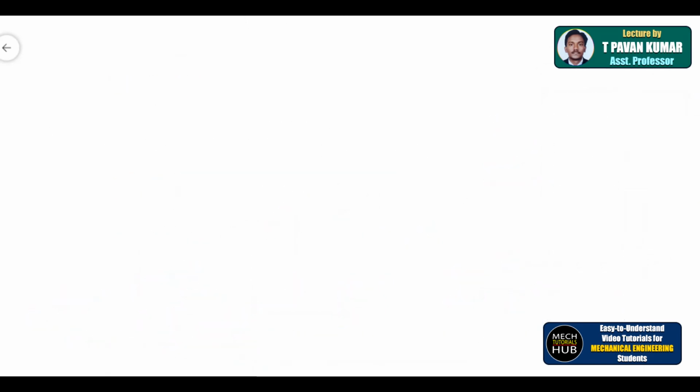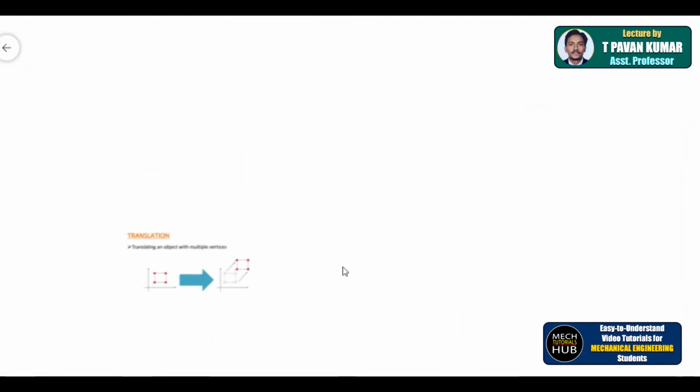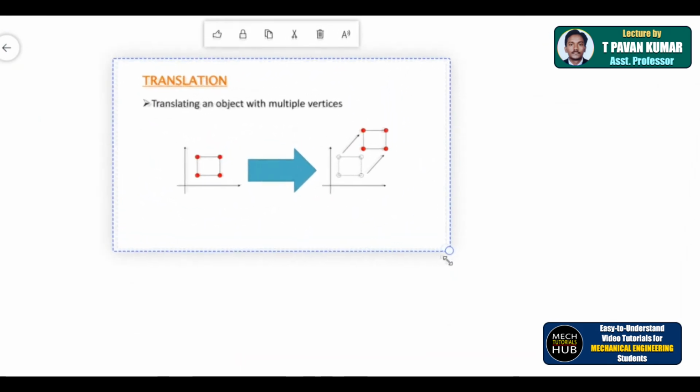Now let me clear this window and I'll come up with a new slide, one more slide for your better understanding. Now just have a look at it.